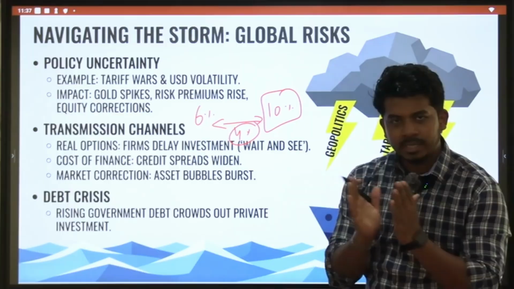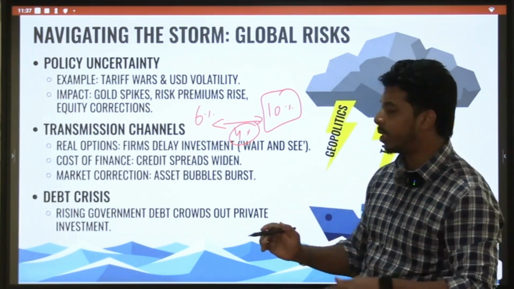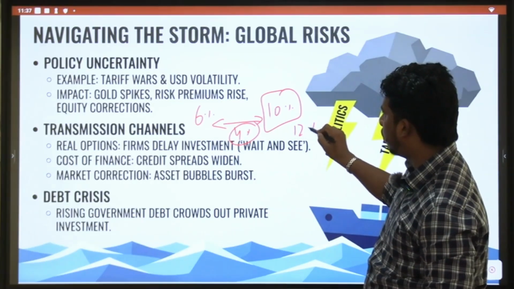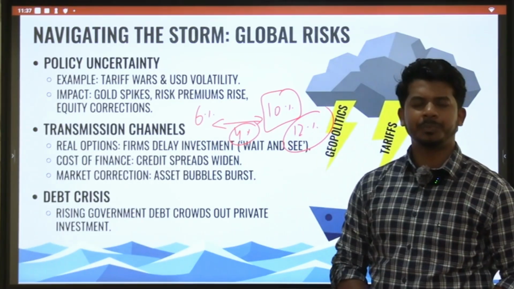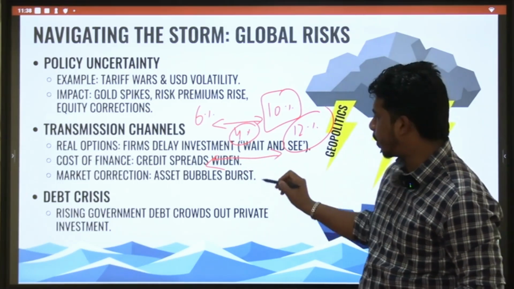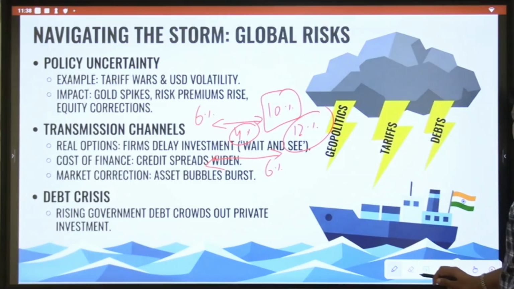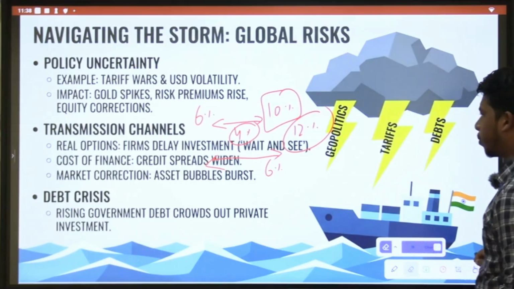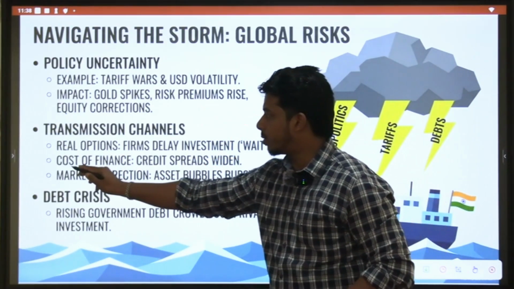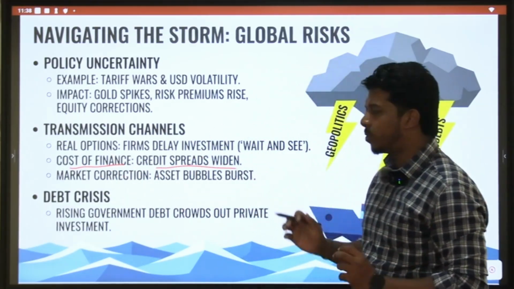Now when there is uncertainty, the same person who was previously asking 10% will say, I will not give a loan unless you give me 12%. So the spread increased. When there is uncertainty, the spread has increased to 6%. So this is the credit spread we are talking about. When there is uncertainty, the cost of finance will increase. I have to pay a higher interest rate. Okay, credit spreads widen.